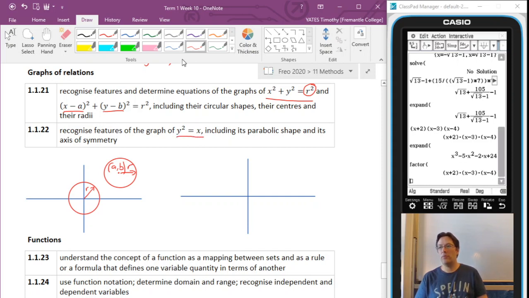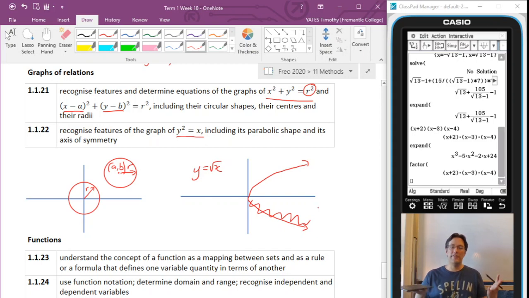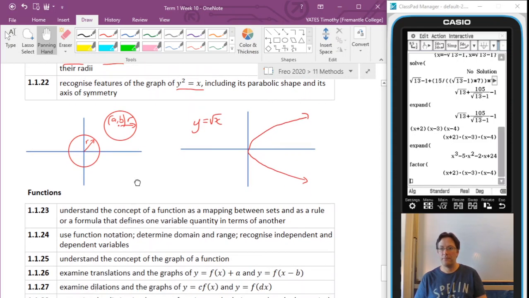Then we've got y squared equals x. We should be able to recognize this. I'll see if I can draw that so it's not terrible. There we go. So that is our parabola pushed on its side, basically. And it is also half of the square root function, y equals the square root of x, because the square root function has got to be a function, it's got to pass the vertical line test, so it can't have that bottom half on there as well. So that's what we've got for that one. It's got an axis of symmetry about the middle there. And so yeah, those are the graphs of relations.